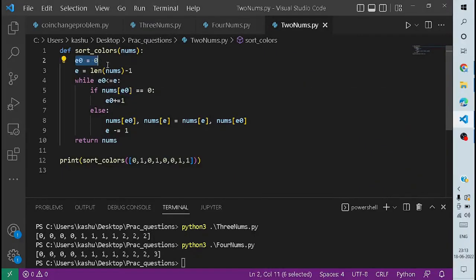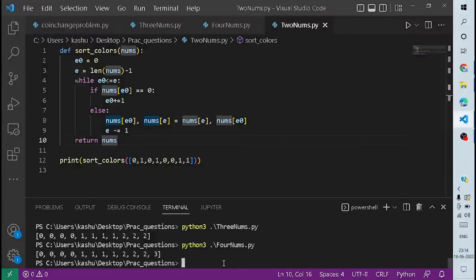What we've done is E0 is at the start, and this is at the end, E, and we'll continue until the end pointer is greater than or equal to the E0 pointer. As we see, if the element at E0 is 0, then we'll just increment E0, and otherwise, if it is 1, then we'll exchange the E and E0 elements and decrement E, right?